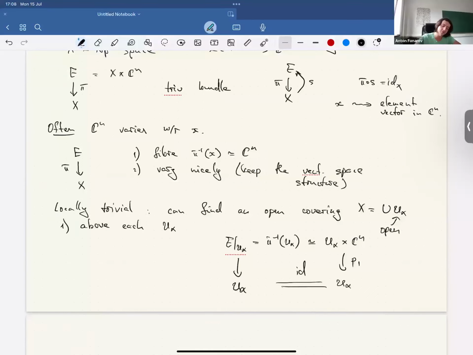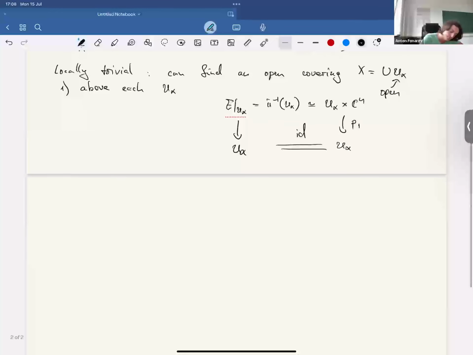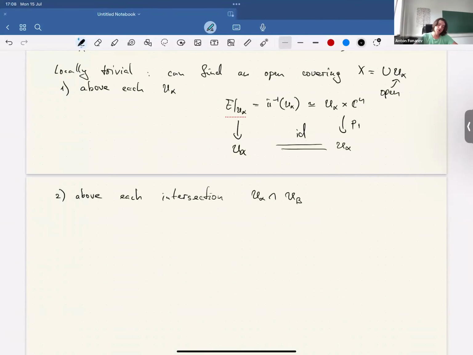But locally trivial is not enough, because sometimes, of course, you have intersections. So the second condition is above each intersection of two charts, U_alpha intersected with U_beta. Well, now you have the following nice picture. You have U_alpha beta. Let me denote this by U_alpha beta.